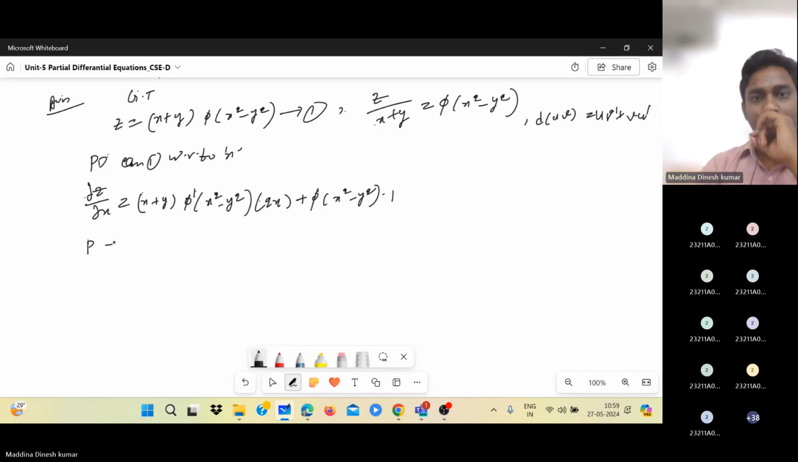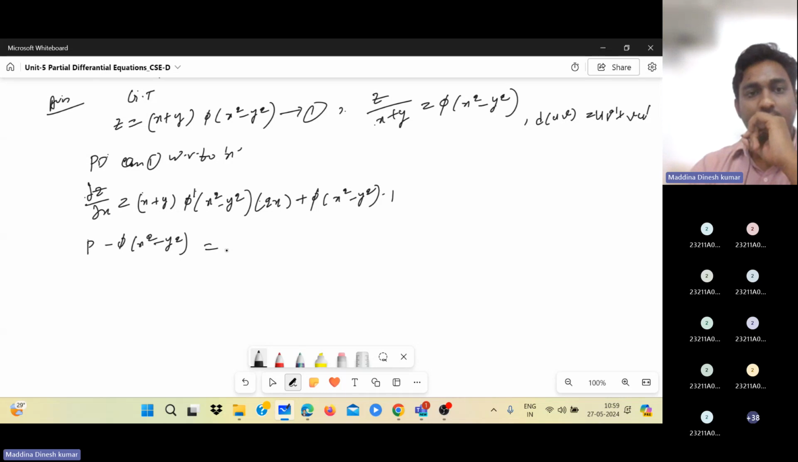Minus, here the pi function I am going to transfer from this RHS side to the left hand side. Here you will get that pi of x square minus y square equal to, here you will get 2x into x plus y pi dash of x square minus y square. Okay.